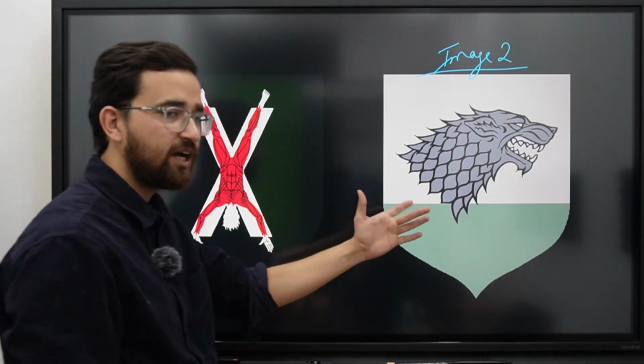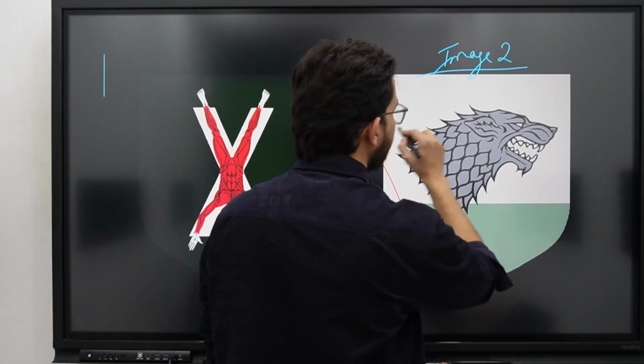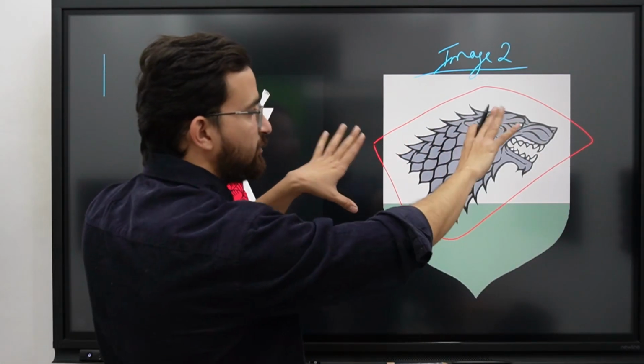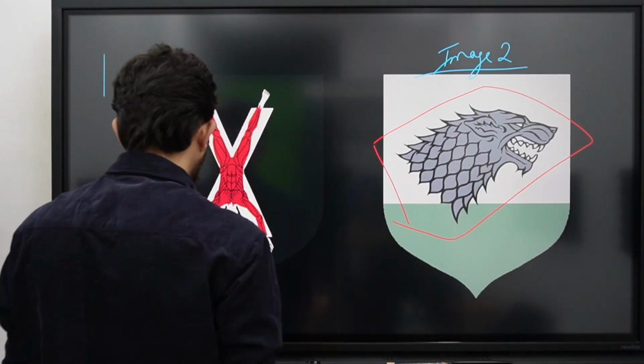Now let us look at the other part of this image. So we have this wolf symbol in this. Now does this wolf symbol have any kind of symmetry? Can you see any kind of symmetry?